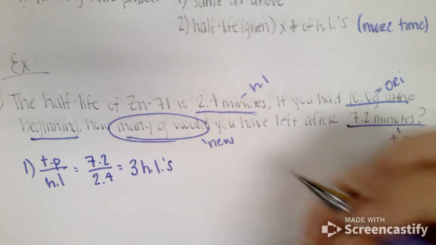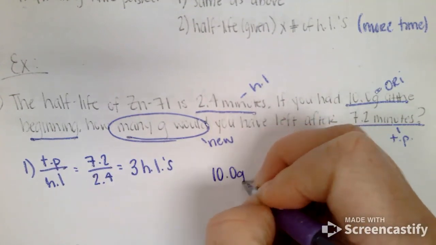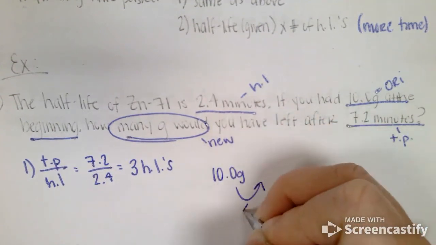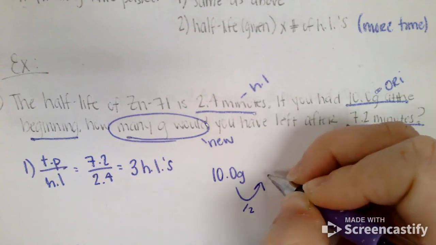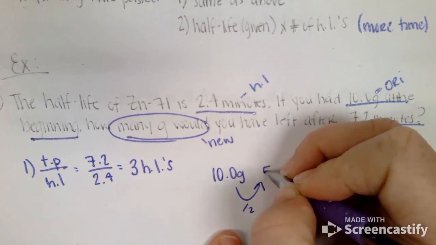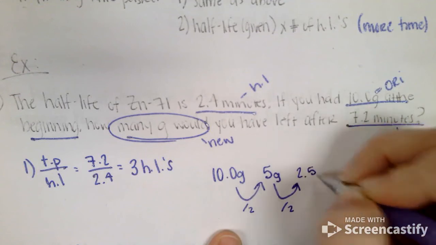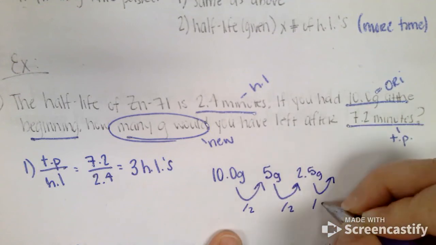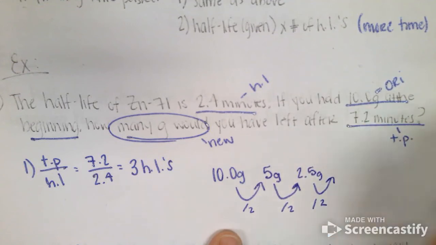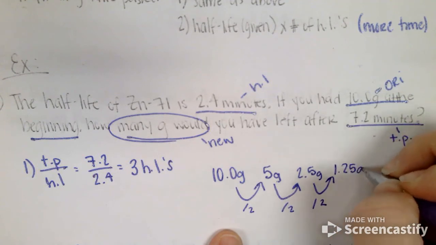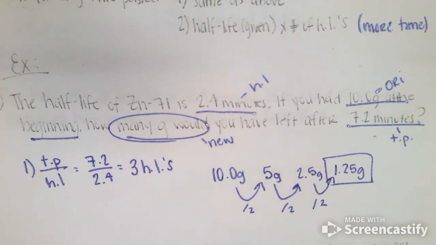Now that we know we went through 3 half-lives, we're going to take our original amount of 10 grams and divide it by 2 three times. So 10 divided by 2 is 5 grams. Divided by 2 is 2.5 grams. Divided by 2, so this is my third half-life, is 1.25 grams. And that would be your answer. That's all you have to do here.